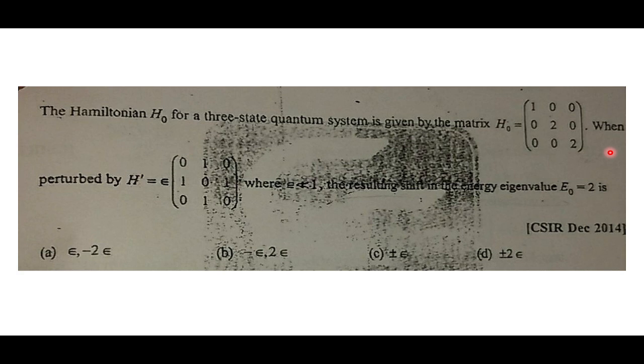Okay. Then what did you do after that? I just took the bra and applied first order perturbation. Then you find the perturbed Hamiltonian for these two degenerate states.